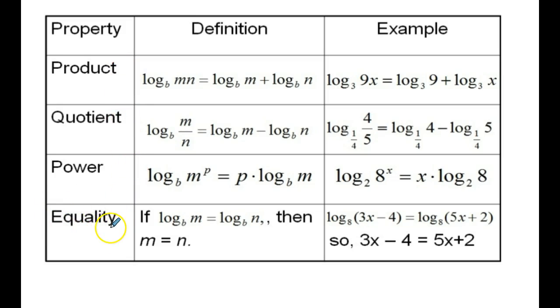The equality property is pretty straightforward. It says if we have logarithms with the same base set equal to each other, then the values within the logarithms must be equal to each other as well. Then off to the right, you can see examples showing each of these different properties. Also be aware that we can go vice versa when we're going to condense. So if we have two logarithms that are being added, we can combine them using multiplication.